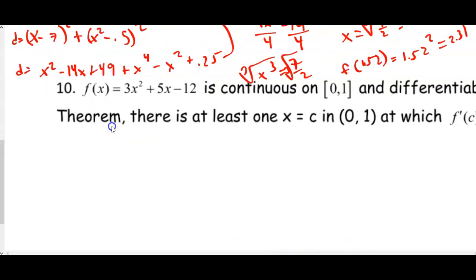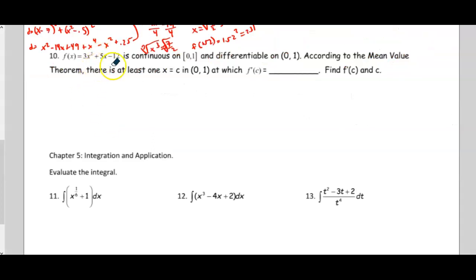Right here, 3x squared plus 5x minus 12 is continuous on [0, 1] and differentiable on (0, 1). This is the interval from 0 to 1 and differentiable on (0, 1). According to the mean value theorem, there is at least one x equals c in (0, 1) at which f prime of c equals y2 minus y1 all over x2 minus x1. So it says find f prime of c and c.